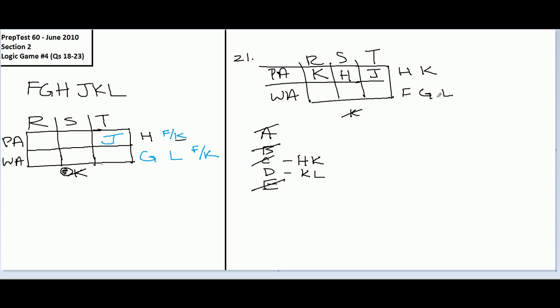Can K and L ever go to Romania as the same team? And the answer is yes. You put L here, you put one of F or G here, you put the other one of F or G there, and that works. We have thus convinced ourselves that answer choice D is the correct answer to question 21.